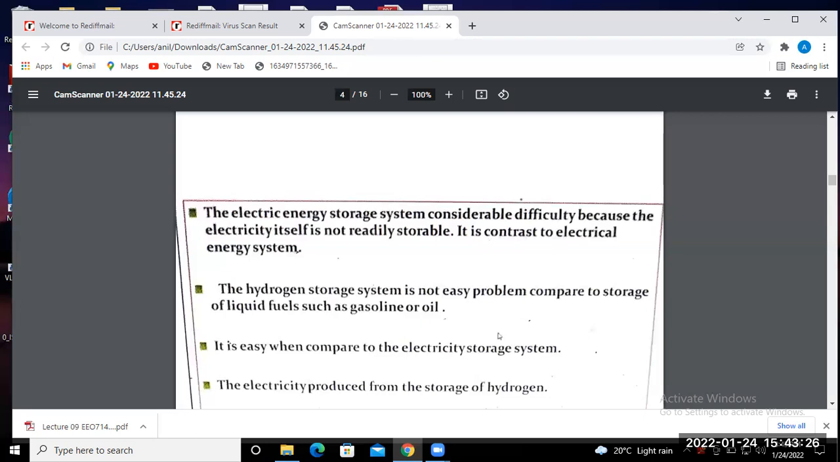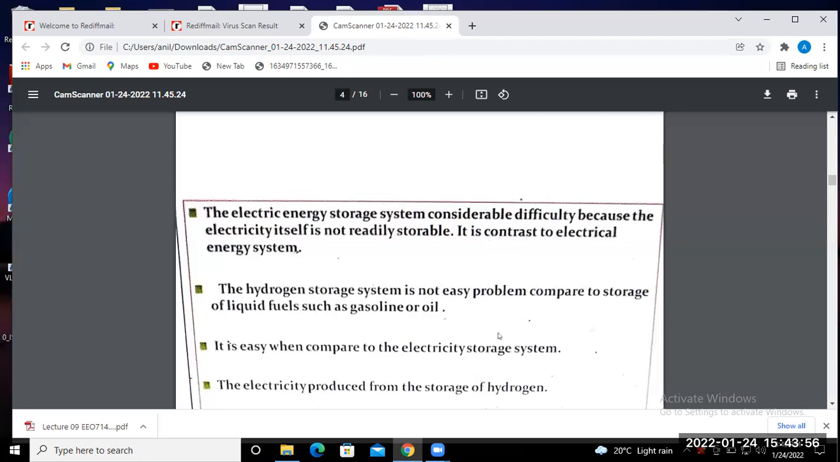It is easier compared to the electricity storage system. Electrical energy can be stored in batteries and other equipment, as we discussed in the previous class, for example in magnetic form, magnetic energy, and in capacitors, though only very small ratings. These are some ways of storing electrical energy.